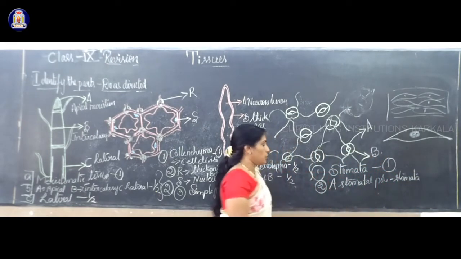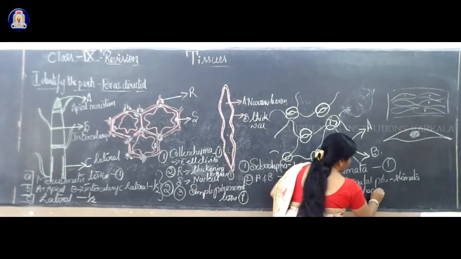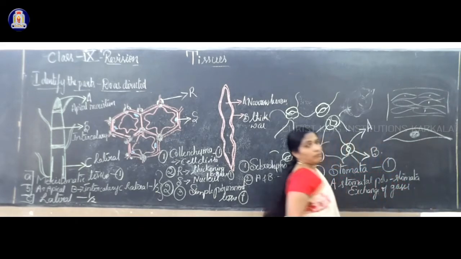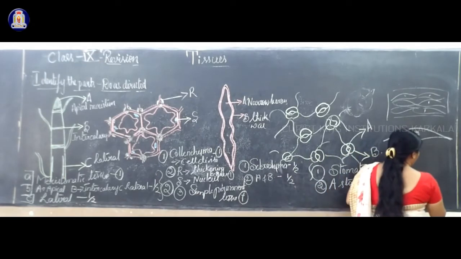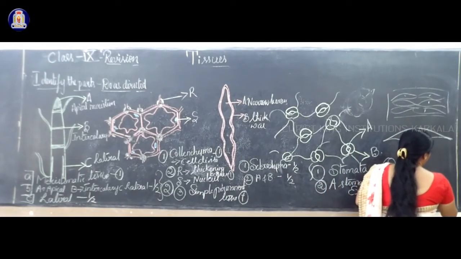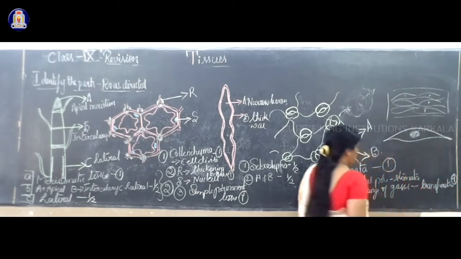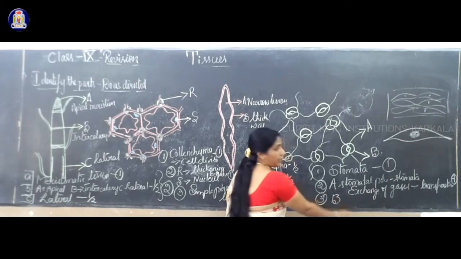So what is the function? Exchange of gases, like CO2 and O2, and it also helps in transpiration. So that's why it carries 1 mark. 2. The last one, identify B and write its function.